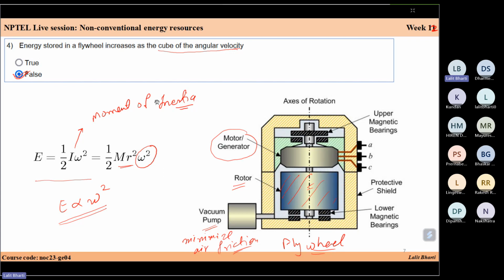So what we have to see is the mechanism of this. The question is simply, energy stored in a flywheel increases as the cube of angular velocity. This relation we'll see. Let us have a look at the mechanism. Basically, you have a bulky rotor here. This is a piece of heavy metal, in cylindrical shape, and the mass or weight is quite high.